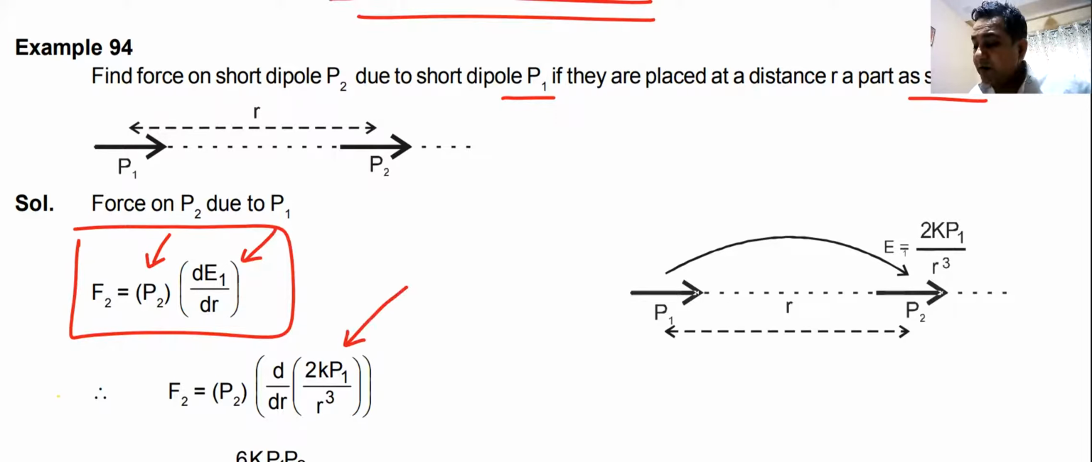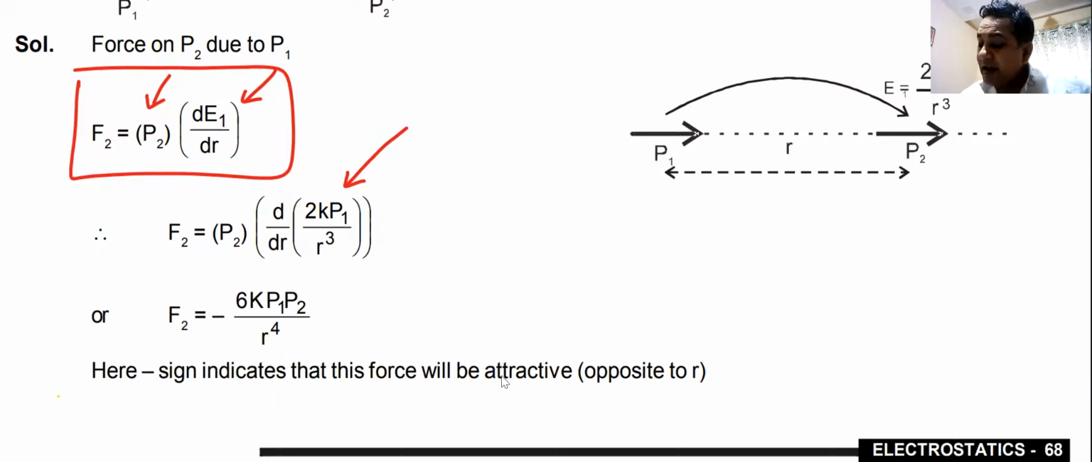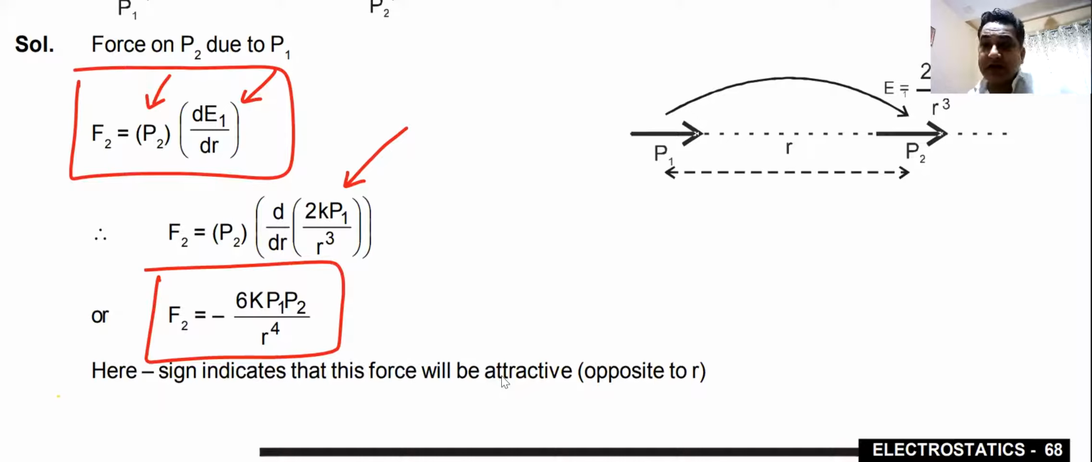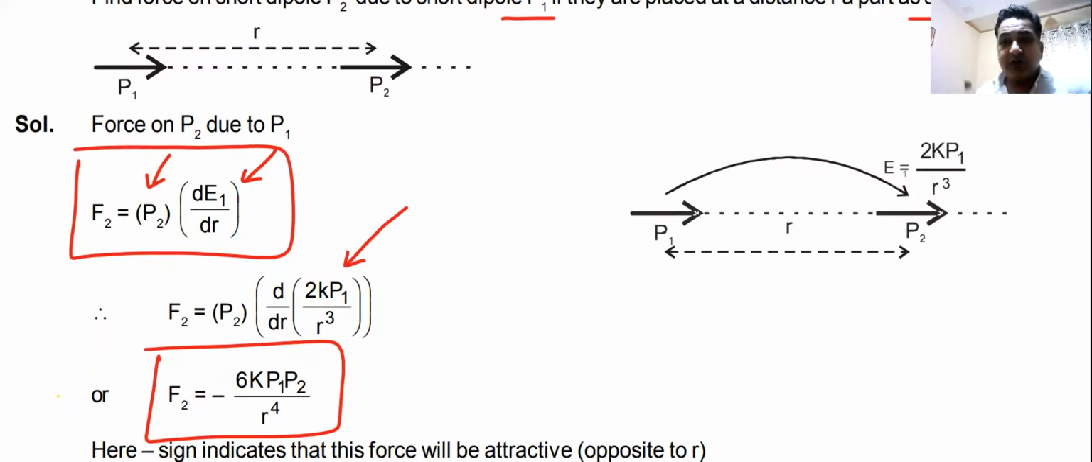You find the electric field with respect to r and differentiate it, and that will be your answer. Please remember this. Remember the configuration here: both the dipoles are placed along the same line. In that case, the answer is minus 6 times K E1 E2 by R raised to the power 4.